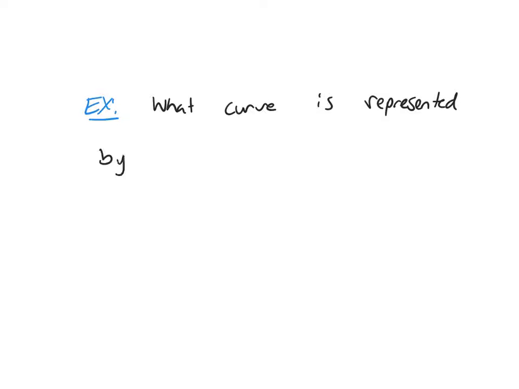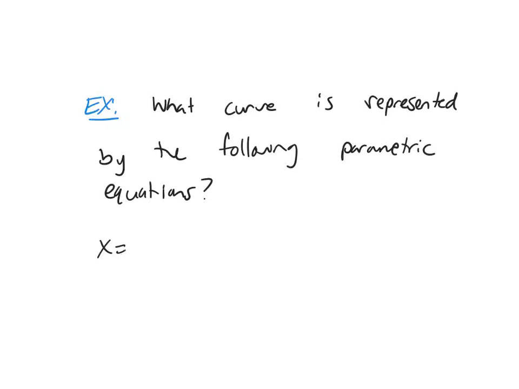Let's look at our next example for parametric curves. So, what curve is represented by the following parametric equations? x equals cosine t, y equals sine t, and I'm going to restrict t between 0 and 2 pi.